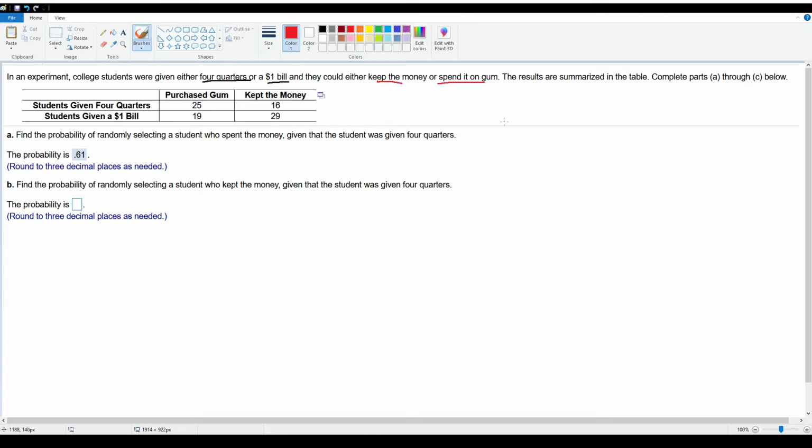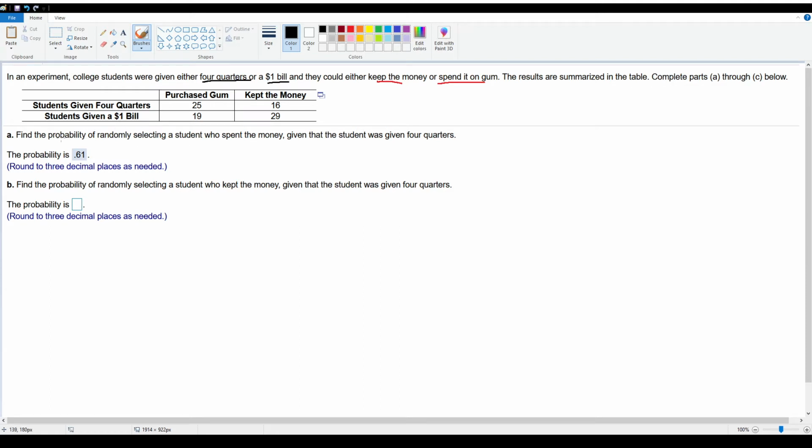So right off the bat, we have these two groups, these two events. We have students that are given either 4 quarters or a $1 bill. And then all of those students have to either purchase gum or keep the money. And we form a table based on what decisions they make.